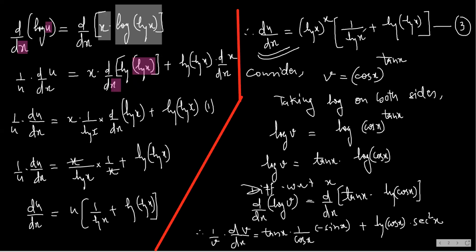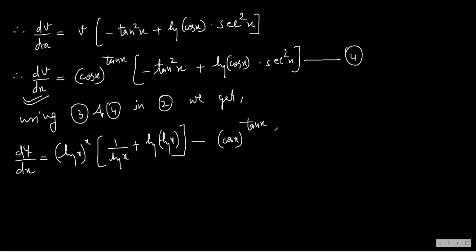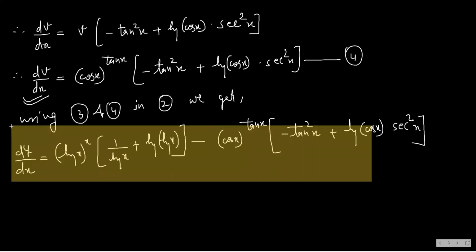So here I write, see what it is. du by dx is log x raised to x, in bracket 1 upon log x plus log of log x. This is du by dx minus dv by dx, which is cos x raised to tan x multiplied by negative of tan square x plus log of cos x into sec square x. This is the final answer, my dear students.